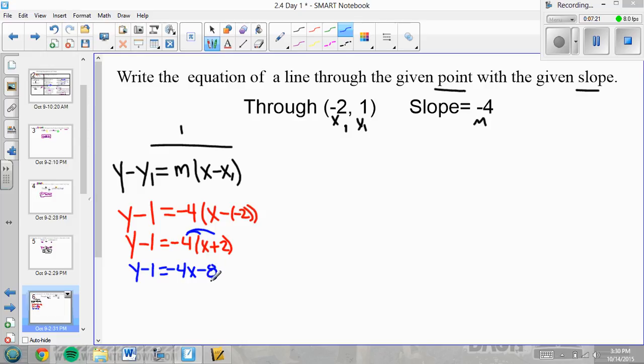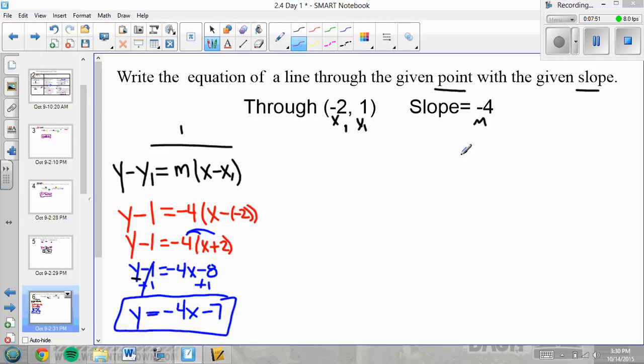And if you remember, our main goal is to get y by itself. So if I want to get y by itself, how do you get rid of a minus 1? We would add 1. If you add 1 to the left side, you have to add it to the right side. So y equals, because these will eliminate, negative 4x, and negative 8 plus 1 is negative 7. So we have our slope-intercept form, which is the main goal of transforming equations. So that was the first way you could do it.